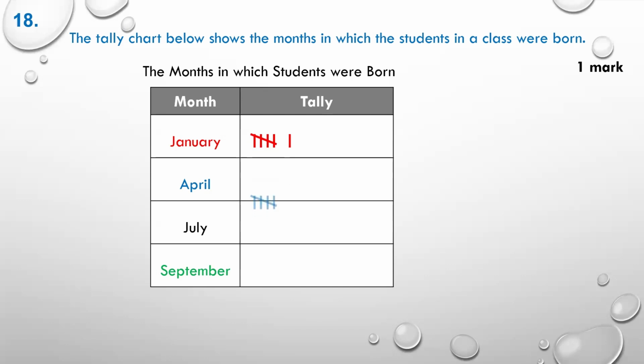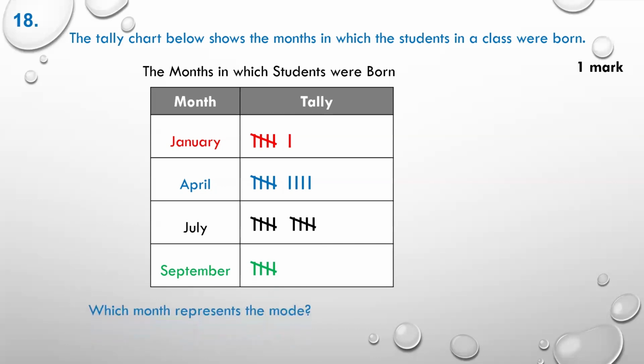But in April, we had 5, 6, 7, 8, 9. So we had 9 students born in April. And in July, we had 5 and another 5. We had 10 students born in July. So 6 in January, 9 in April, 10 in July, and nobody in August. But in September, we had 5 students that were born there. So these are the months of their birthdays.